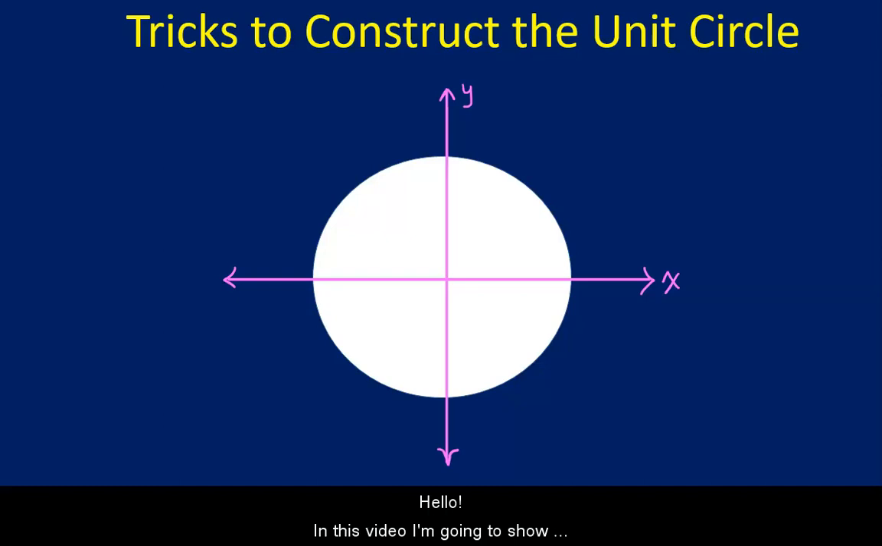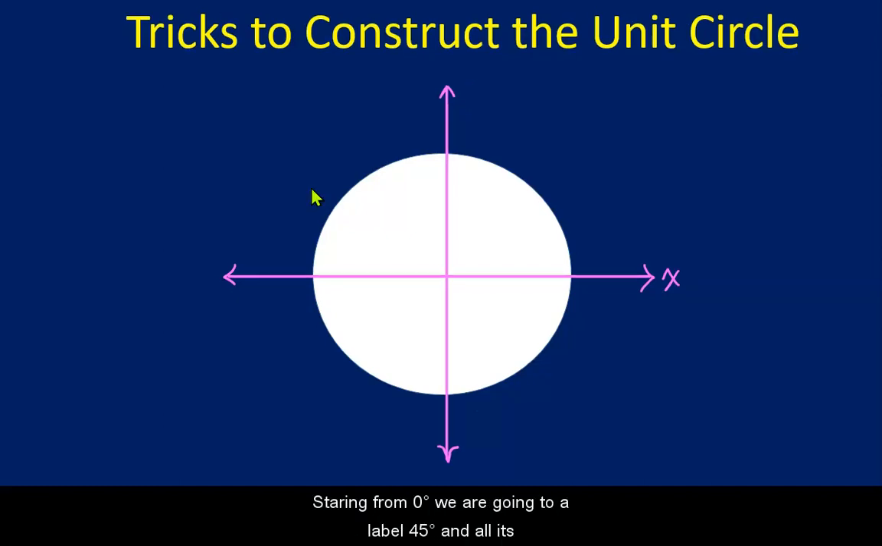Hello, in this video, I'm going to show you some tricks to construct the unit circle. By the end of the video, you should be able to construct the unit circle correctly and quickly. So let's get started. Starting from 0 degrees, we are going to label 45 degrees and all its multiples.